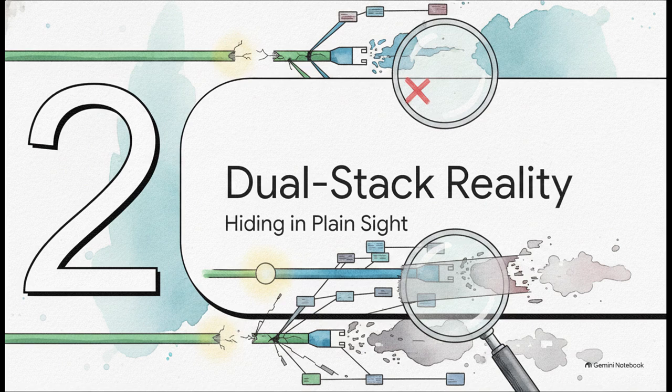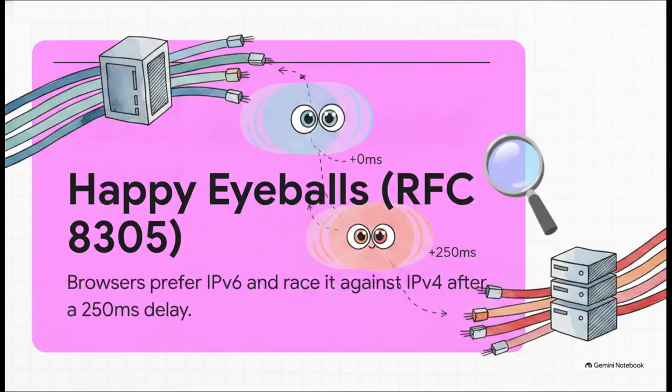Moving right along to Section 2, the dual stack reality. This one is all about issues hiding in plain sight. Look under the hood of almost any modern network, and you're going to find this clever little mechanism called happy eyeballs. Basically, modern browsers really prefer an IPv6 connection, but they race it against IPv4. If IPv6 doesn't respond fast enough, usually after a tiny 250 millisecond delay, it just falls back to IPv4.